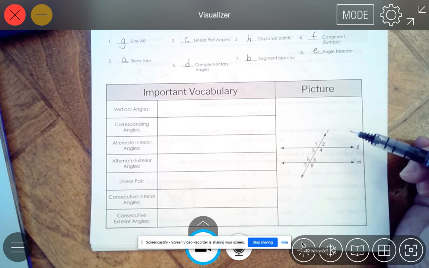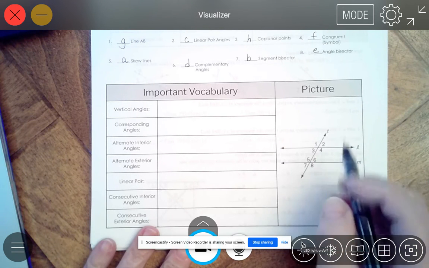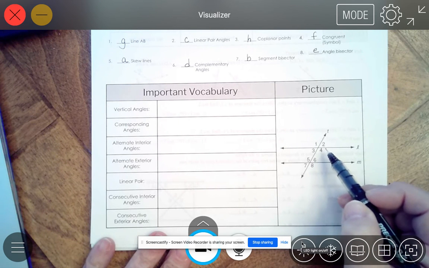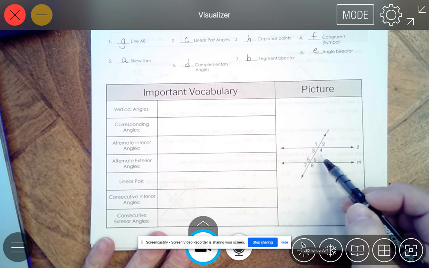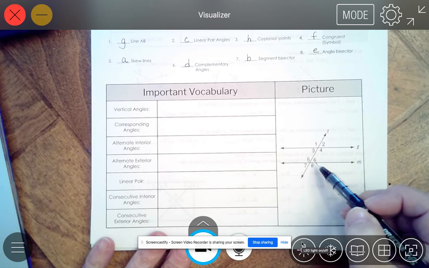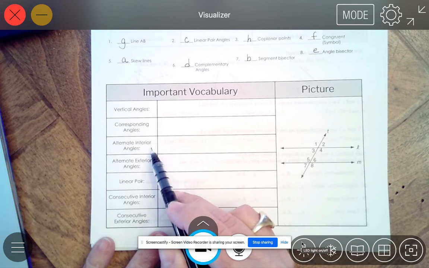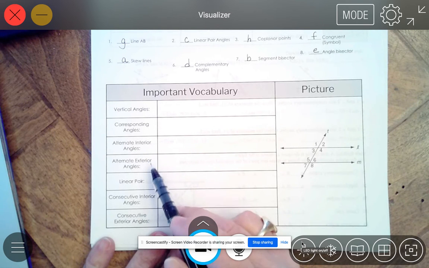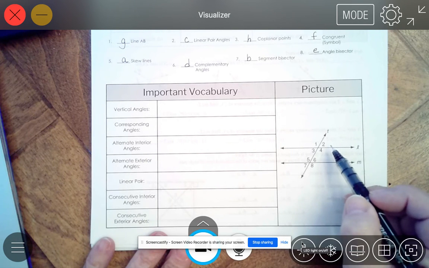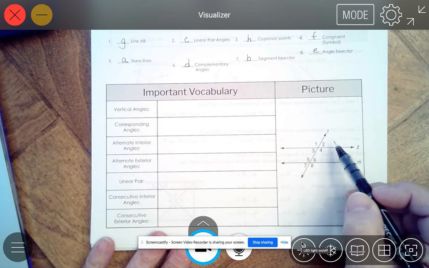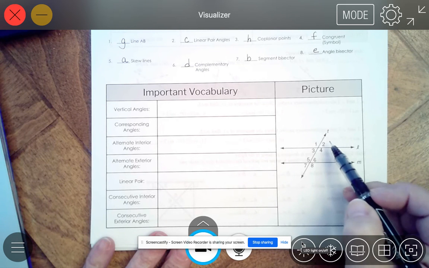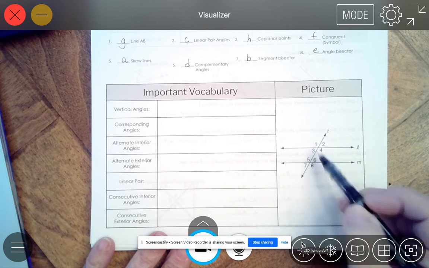Alternate interior angles, okay, this means alternate, which means they're on the opposite side of the transversal and they're on the interior. So 4 and 5, 3 and 6 would be alternate interior angles, where alternate exterior angles are going to be the ones on the outside of the parallel lines. 2 and 7, 1 and 8.